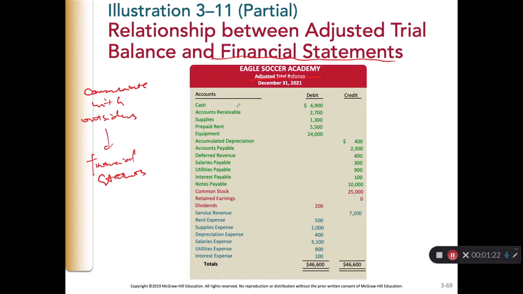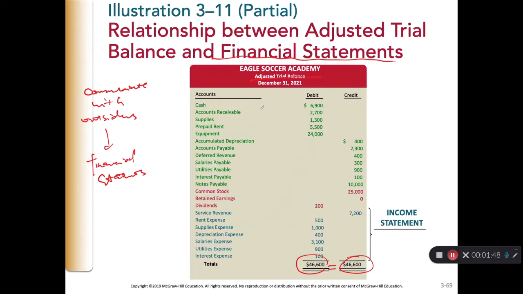This is what happened during the soccer academy of 2021. Here are all the general ledger accounts with updated balances: debit side, credit side, debit side, credit side. As you can see, they did a great job. The debit side equals the credit side, so they balanced the books. The point now is which account belongs to what kind of statement.